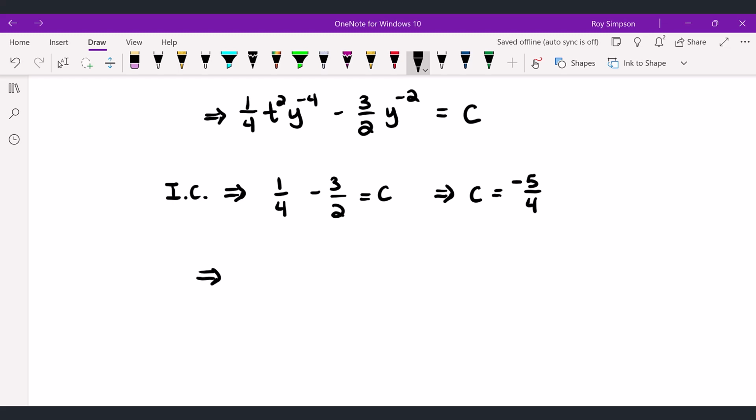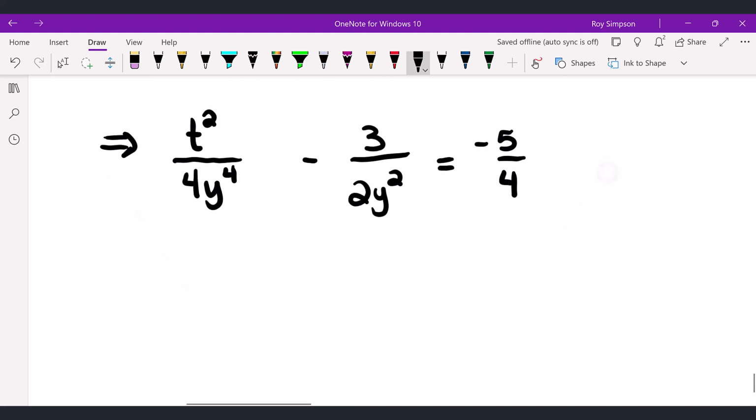This time, for giggles, I'm going to write it with positive exponents. You don't have to, to be honest with you, but I'm choosing to. Again, you don't have to write that with positive exponents. You could have used negative exponents. And you could also multiply both sides by 4 if you wanted to. It doesn't really matter. But that is the solution to the IVP.